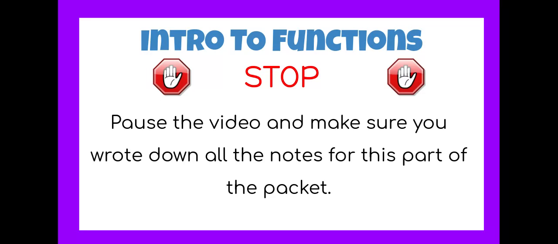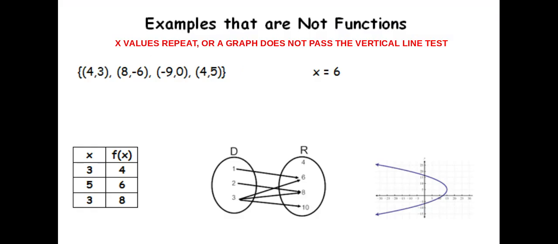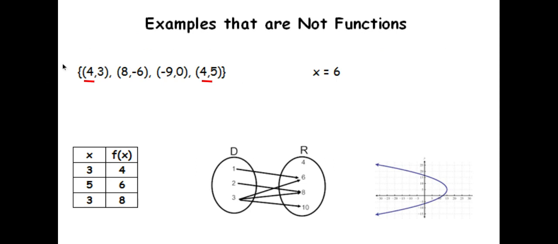Now we're going to go down below to examples that are not functions. Technically speaking, we're looking for relations where x values repeat or the graph does not pass the vertical line test. Looking at this set of ordered pairs, you'll notice the 4 is a repeating x value. They both have a 4, therefore it's not a function.